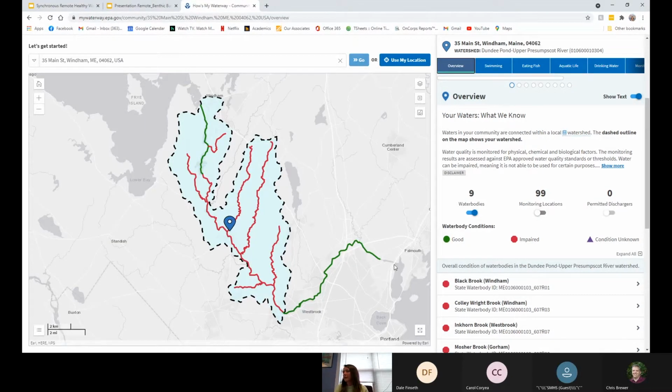Casco Bay. It comes out on the Portland-Falmouth line. And so we're in the drainage area where all the water that lands within this dotted line is coming down into the Presumpscot River.